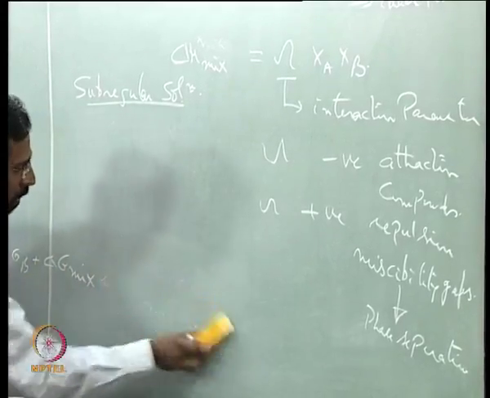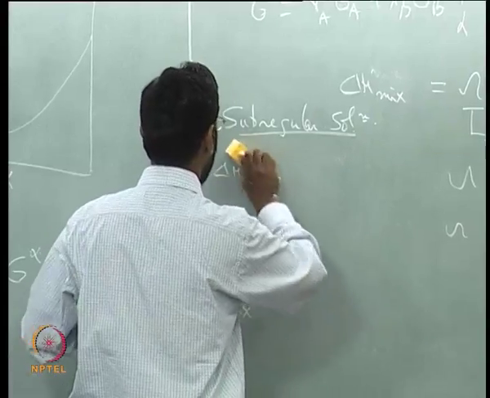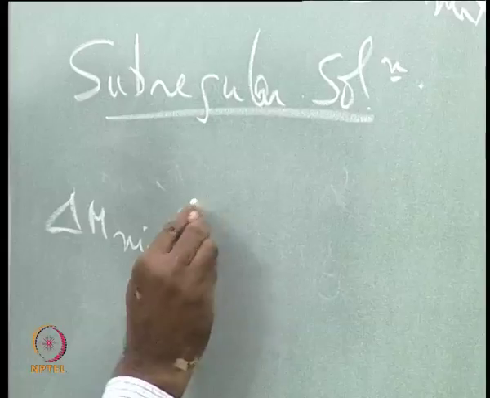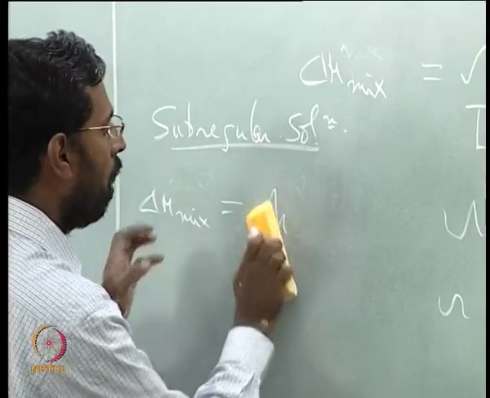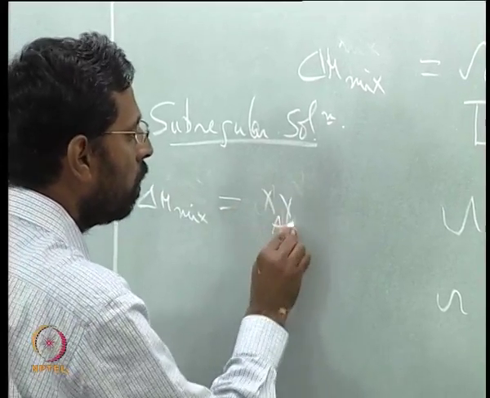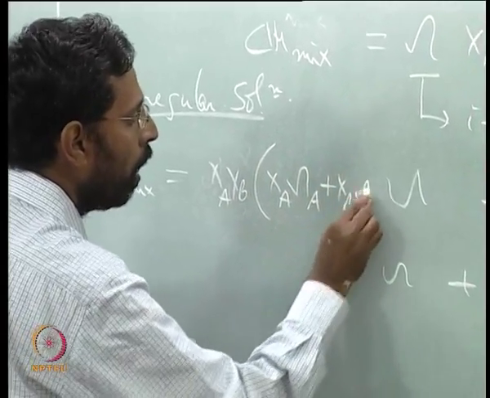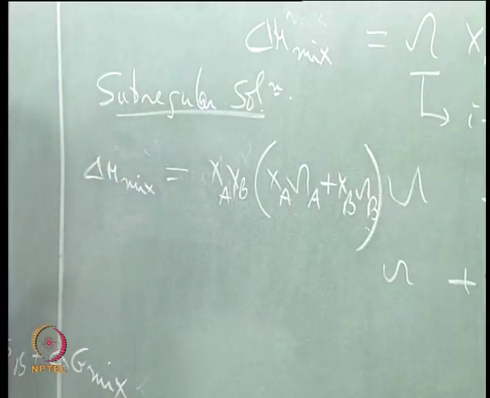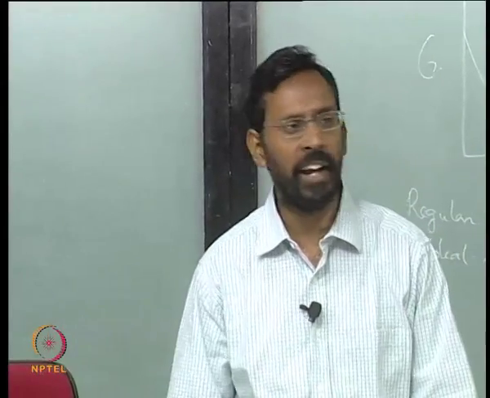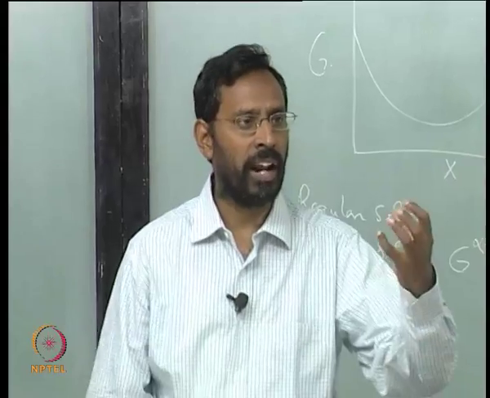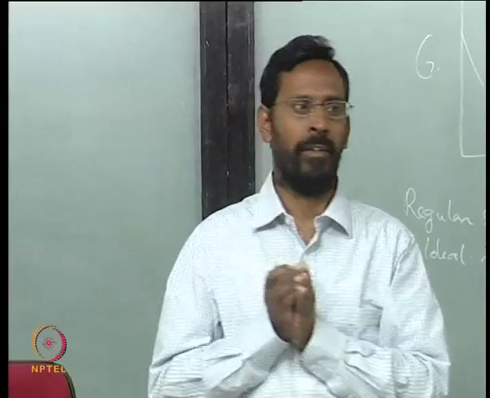Where people say that delta H mixing, I mix up once in a while, delta H mixing is omega, no, XA XB into (XA omega A plus XB omega B). That means now we are talking of two interaction parameters, one on the A side, one on the B side. That means the interaction between A and B atoms on the A side and the interaction between A and B atoms on the B side, which could be different.